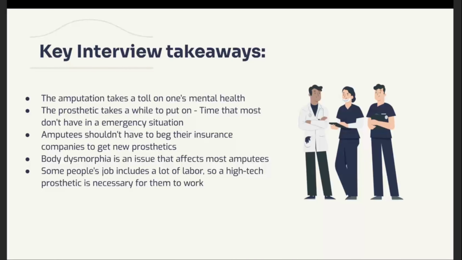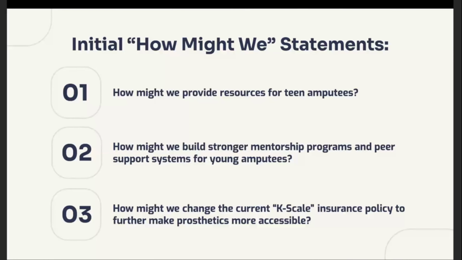During our initial interview with Joe, we learned many things about the subject of amputation, but the most important things were that the impact of amputation on a person's life is not just on physical health, but also mental health. Many amputees struggle with body dysmorphia and need a way to accept their new body image. Also, the prosthetic Joe has takes a while to put on, which causes him to run late for work. Lastly, he had to battle with his insurance company to get his prosthetic leg in the first place because of the current K scale.